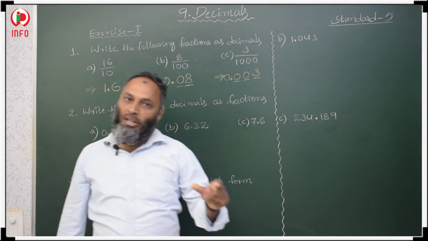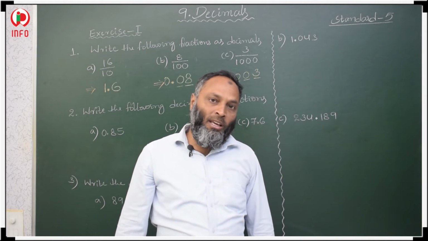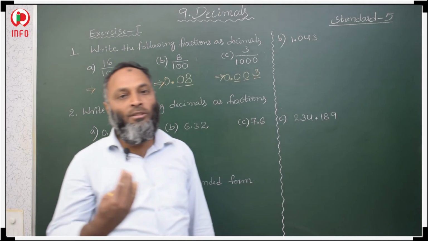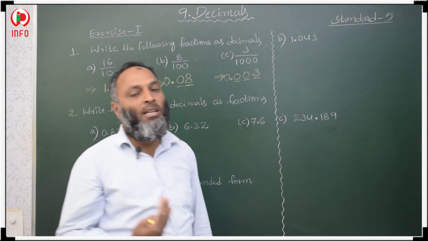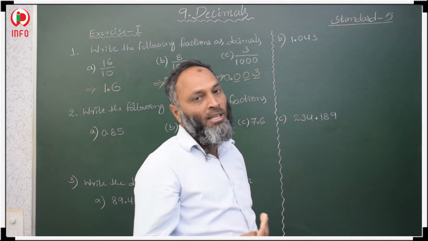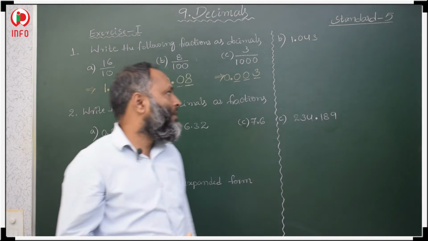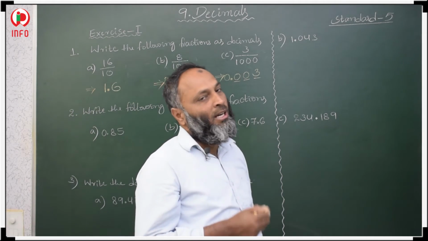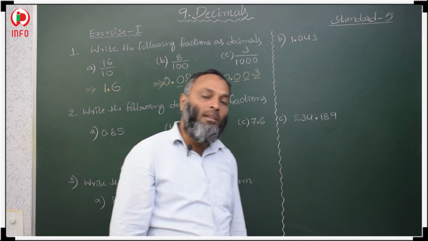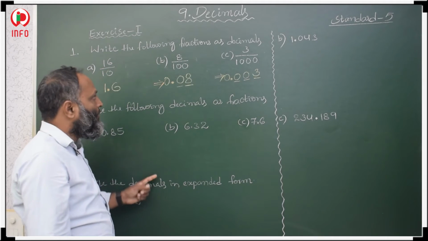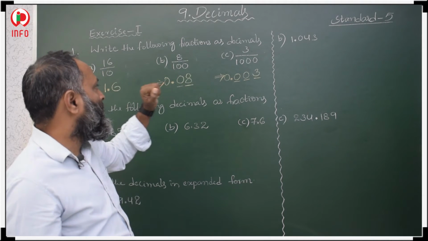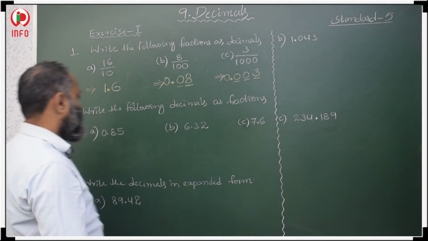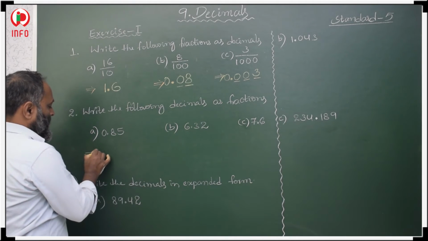First, whatever the numerator is, we take that numerator. Then, for the zeros in the denominator, from right to left, after that many places we keep a decimal. If some places are left, then that many zeros we keep, and after that we keep a decimal. This is the method to convert a decimal fraction into a decimal number.